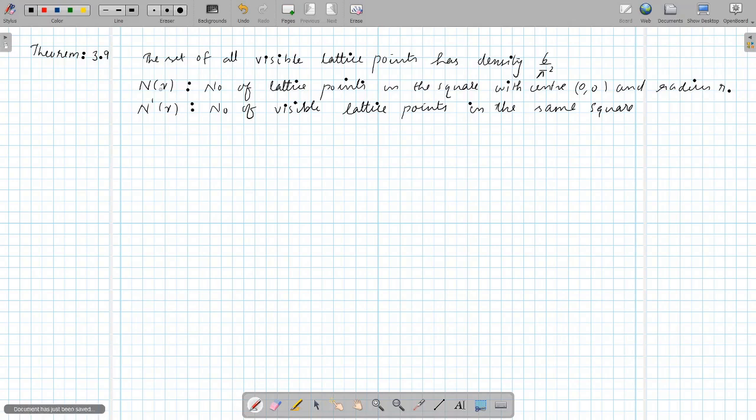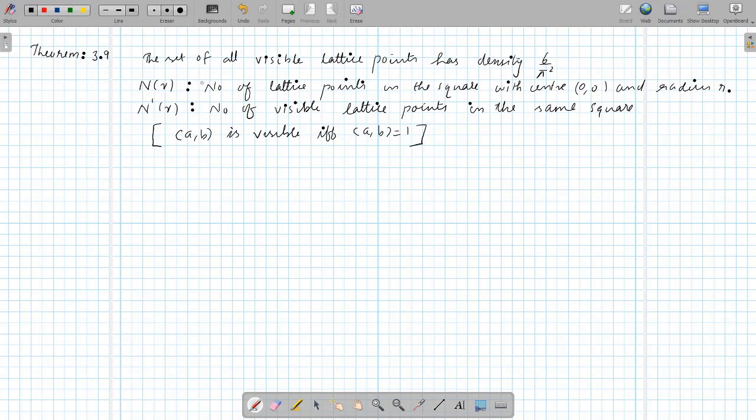We already discussed in the last lecture a theorem that says visibility of a lattice point depends on the GCD of the coordinates. That means (a, b) is visible from the origin if and only if GCD of a comma b is equal to 1. Using this, we can say that there are infinitely many visible lattice points. So this theorem seeks the density or distribution of such visible lattice points in the plane.